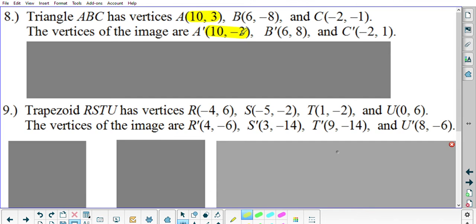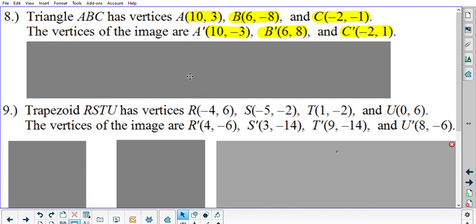But be careful. Is that happening on all the others? What about B to B prime? Let's take a look. The x's stayed the same. The y's, yes, they changed and became their opposites. Did that also happen with C? Let's see, C to C prime. The x's were both -2. The y's, I see, went from negative to positive. So I now have the proof that I need that this is a reflection.